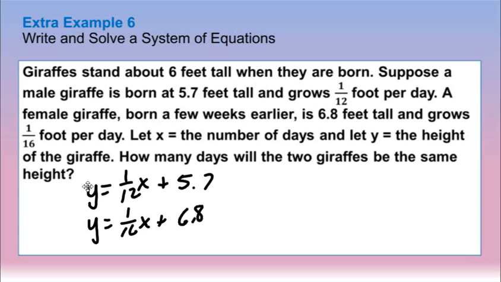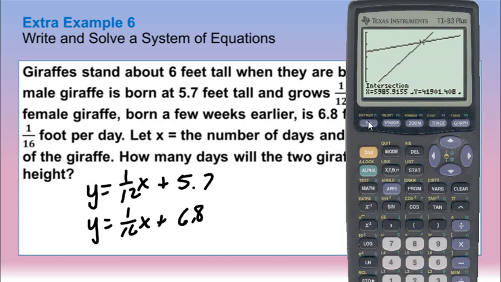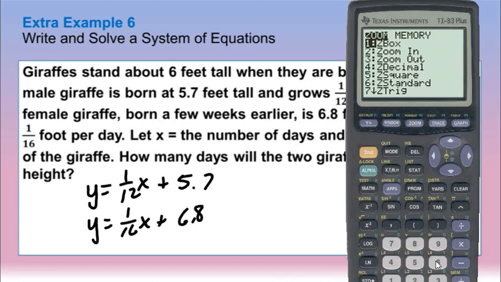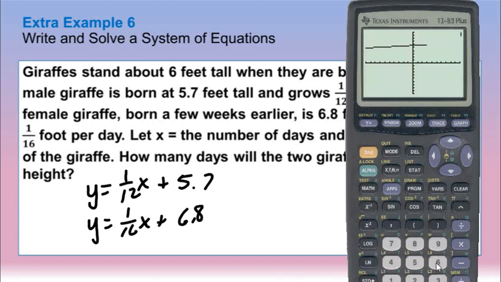We're going to use our calculators again, so I'll grab our calculator, go to y equals, clear everything, go back, and we have parentheses 1 divided by 12 x plus 5.7. The other one would be 1/16 x plus 6.8. Then if I hit zoom, number 6, here's one equation. Here's the other. Can't quite see it, so I'm going to have to change my settings, change my x maximum.